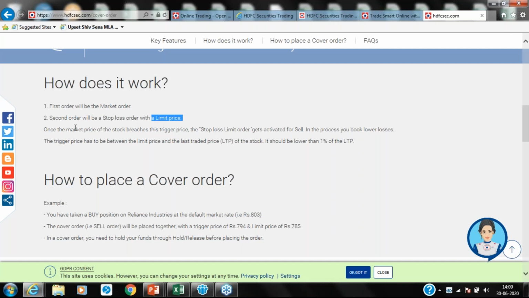Okay, once the market price of a stock reaches the trigger price, the stop loss trigger order will get activated for sale. In case in the process you book lower losses, the trigger price has to be between the limit price and the last traded price of a stock. It should be below 1% of the LTP. So this is a very important point. The stop loss while placing the order should always be 1% below the LTP.